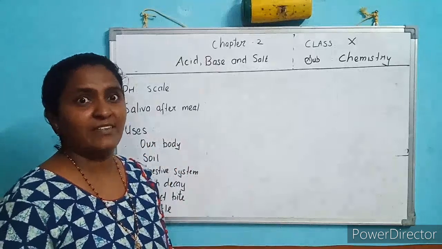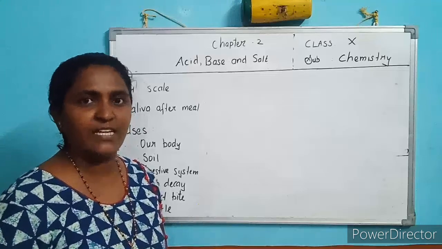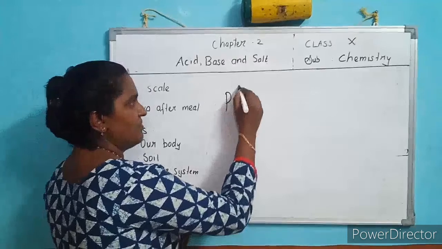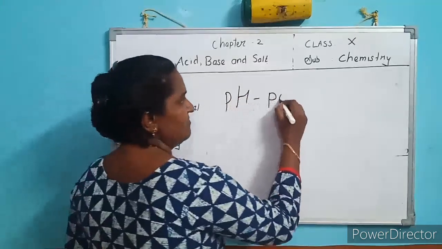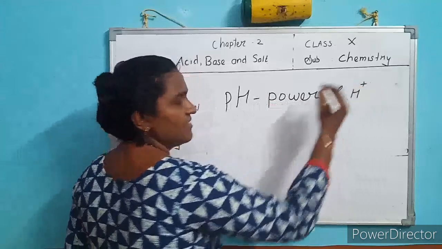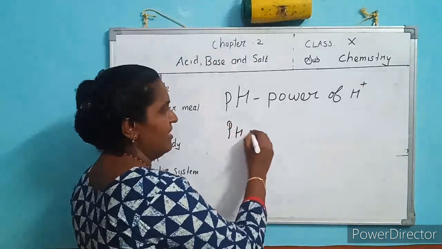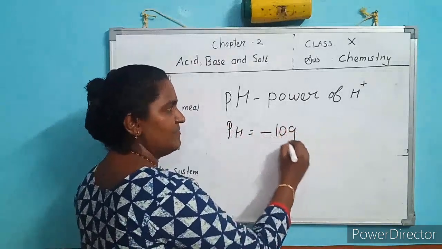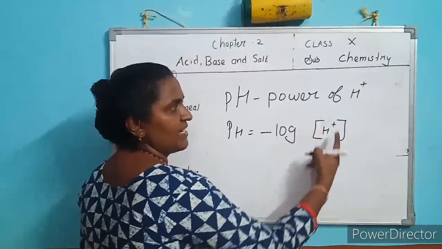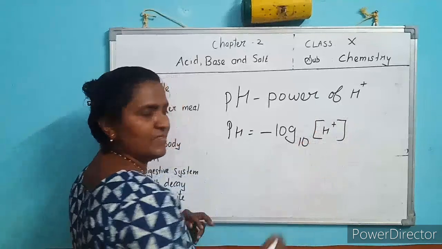What is pH? pH means power of hydrogen ion present in the solution, or hydronium ion. One formula is there to find the pH: negative logarithm of concentration. This box shows concentration of hydrogen ion to the base 10.